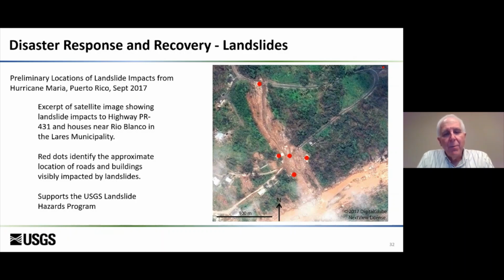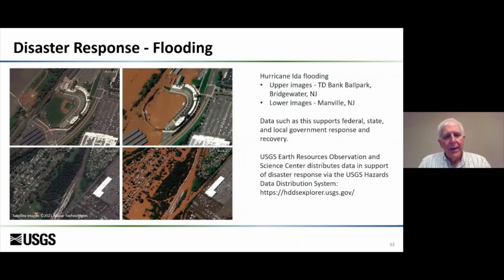You see an example here from their report where they documented the homes that were destroyed and also the roads that were blocked. This is important information to, in this case, the Puerto Rico government. They're able to ascertain the amount of damage and the roads that are blocked, help in response, and get help out to their population.